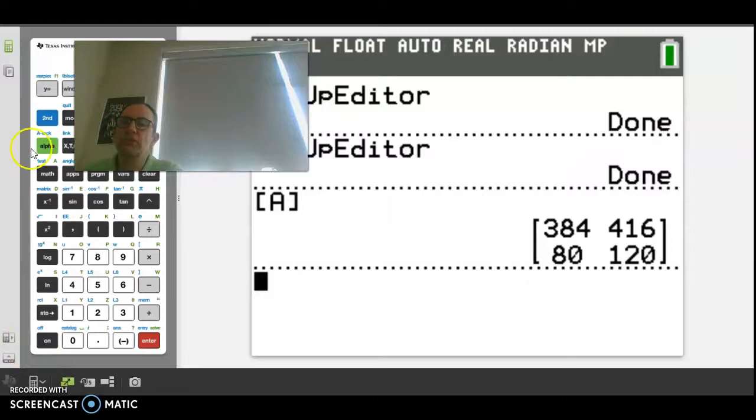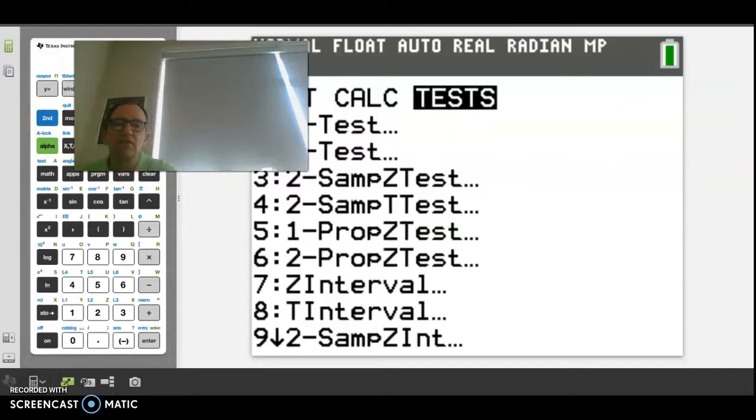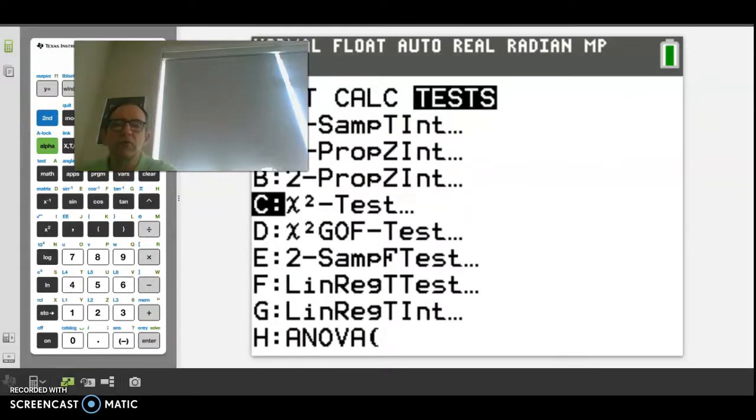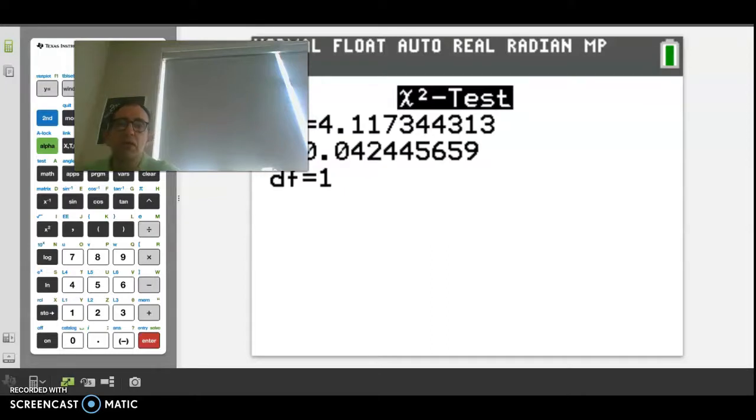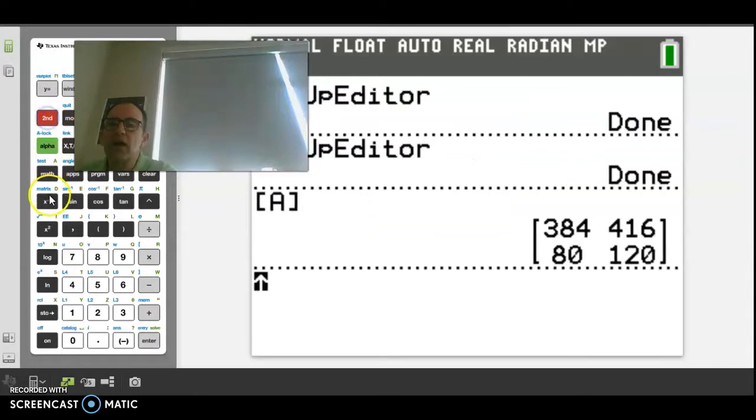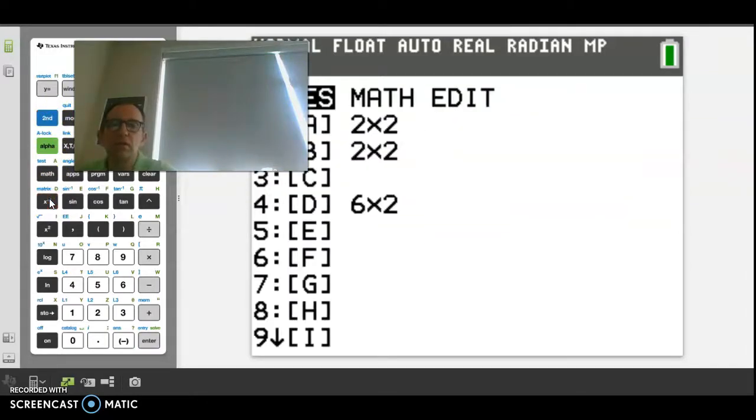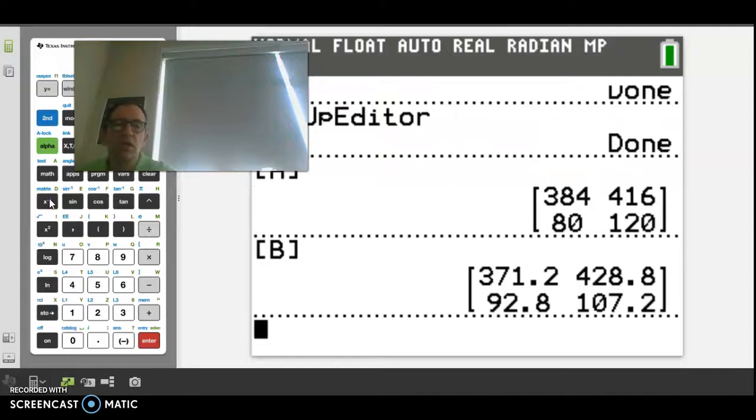So here you can see in matrix A, we have the observed values for this problem. If we go to stat, over to tests, we are not doing a chi-squared goodness of fit, we're doing a chi-squared test of independence. Our observed values are in matrix A, we're going to put the expected in matrix B. And here we have our chi-squared test statistic. If you wonder where you can see those values for the expected, you can go back to matrix B, and it computed all of those expected values.